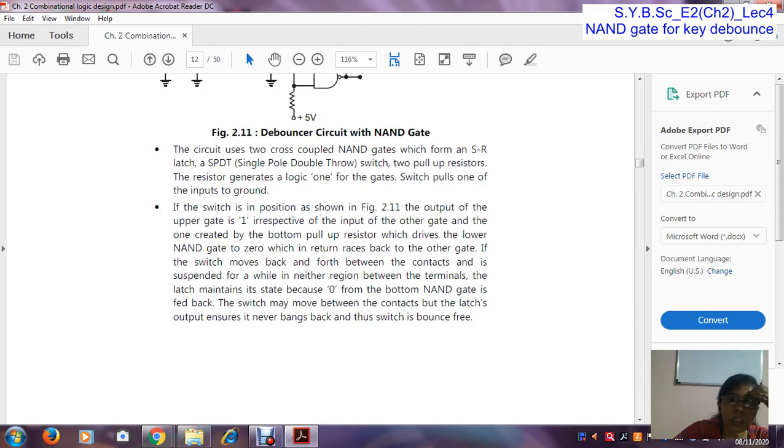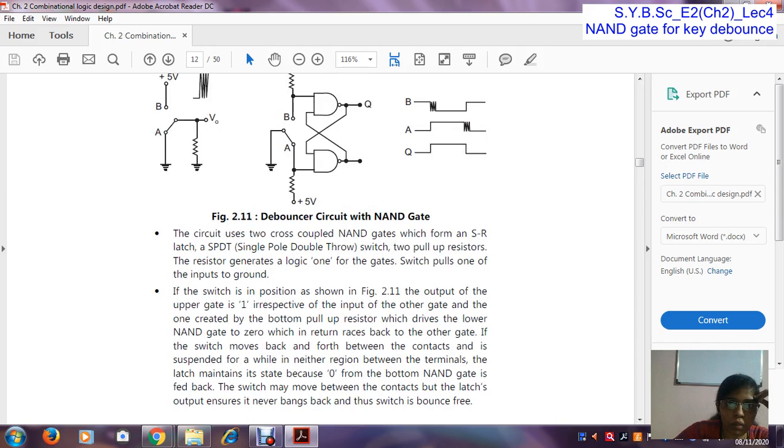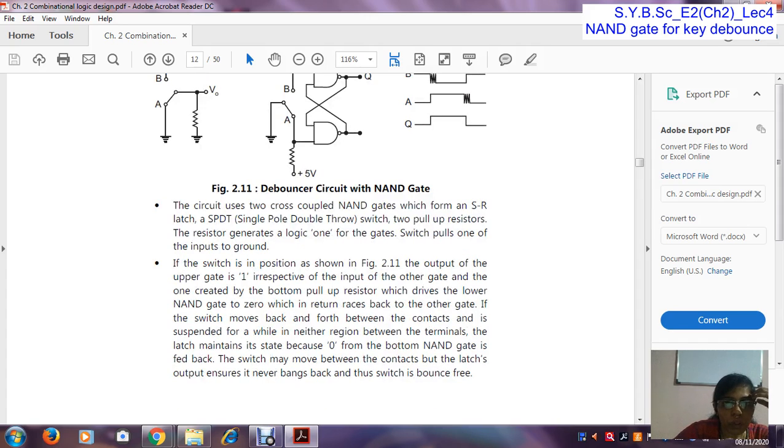So if the switch is in the position as shown in the figure, the output of the upper NAND gate is 1. This output is connected to the input of this NAND gate. Then the input of this NAND gate becomes 1, and the second input of the NAND gate is also a 1 because the register is connected to plus 5 volt. So 1 and 1, the output of the NAND gate is 0, and this 0 is connected to the second input of the first NAND gate. Okay. So the 1 created by the bottom pull-up register drives the lower NAND gate to 0.